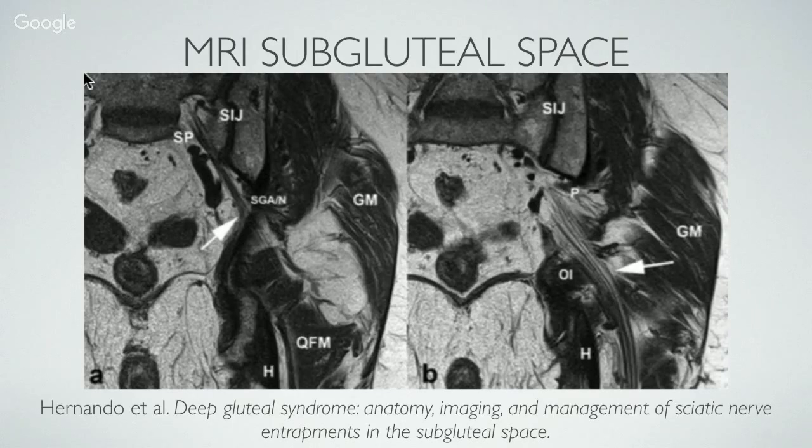You can see more again the course of the sciatic nerve here, coming down, along with the obturator internus and the hamstring origin here.